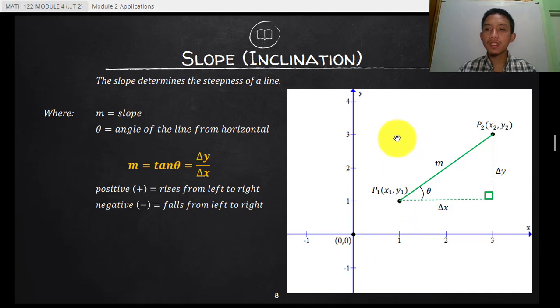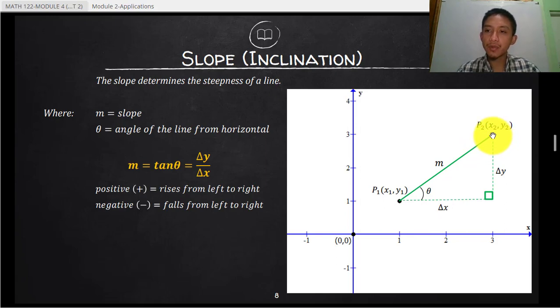And then we are still not on point 2, so we will go to the right. So going up is positive, going to the right is positive. Positive divided by positive will always be positive, so your slope is positive. That explains that it is going up. Or let's say you want to consider this point on top as your first point. That will still be the same.